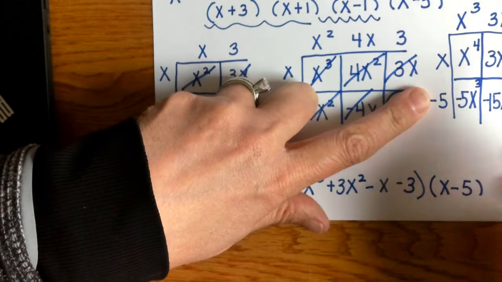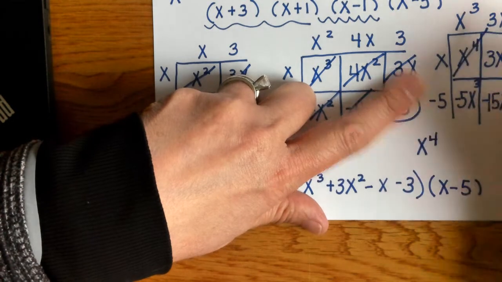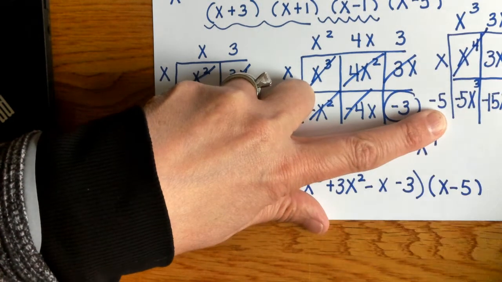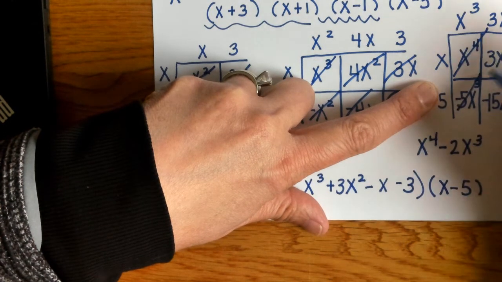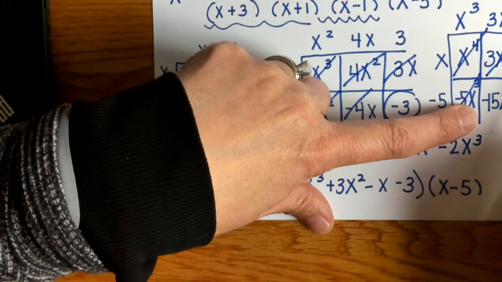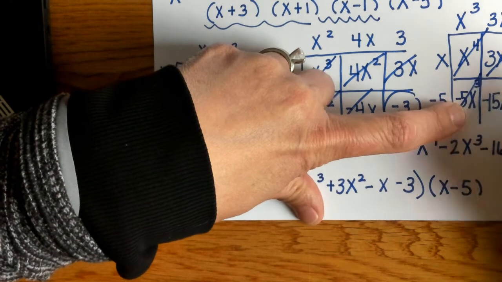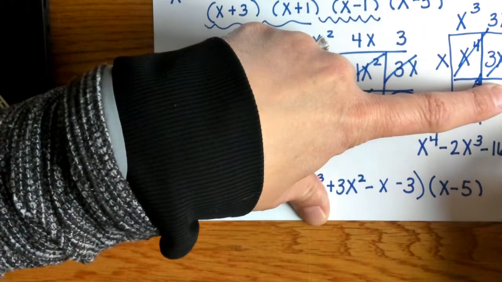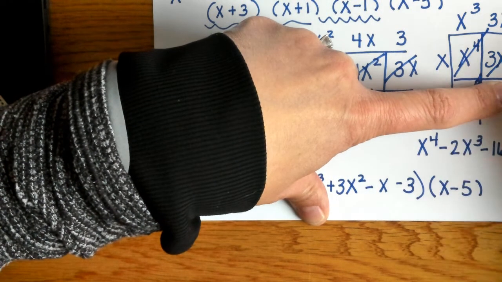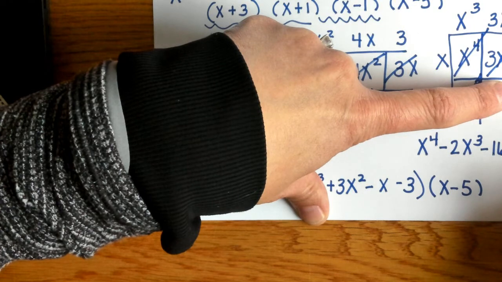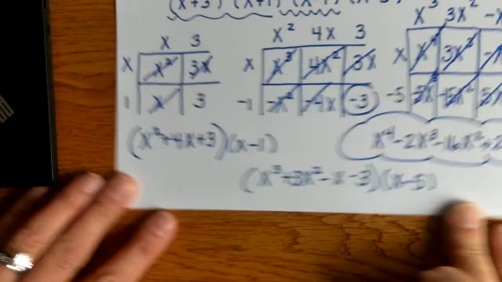Starting in the upper left, I have x to the fourth. Cross it out. Negative 5, positive 3 is negative 2x to the third. Negative 15, negative 1, negative 16x squared. 5 and negative 3 is 2x, and my constant is 15. That is your final answer.